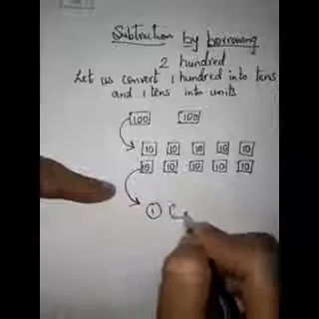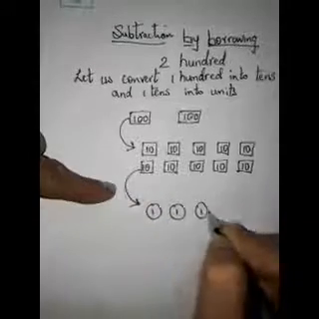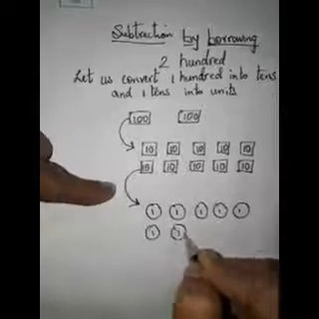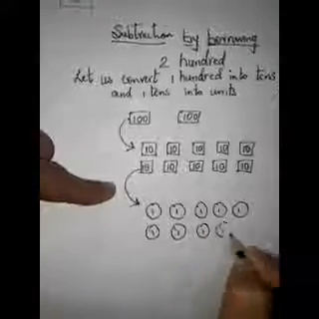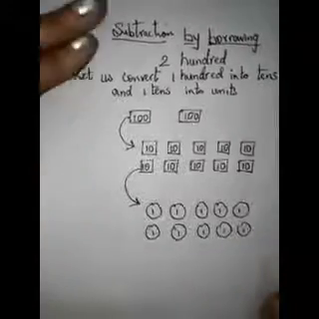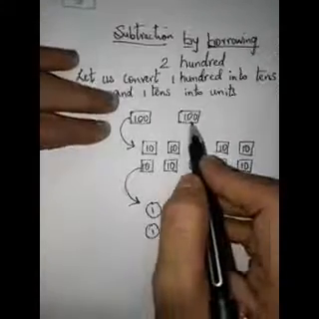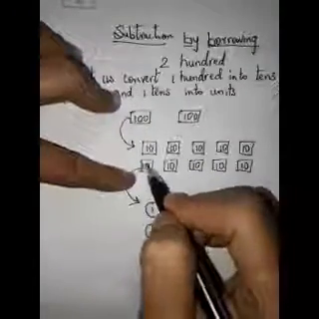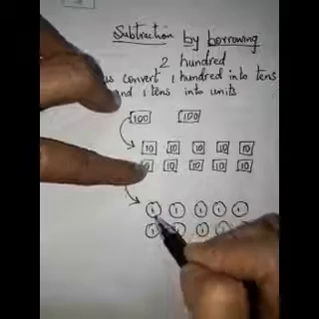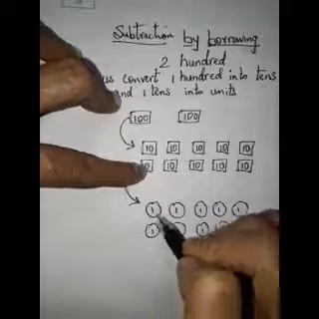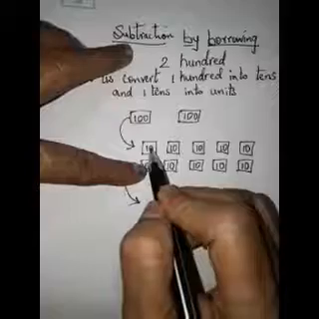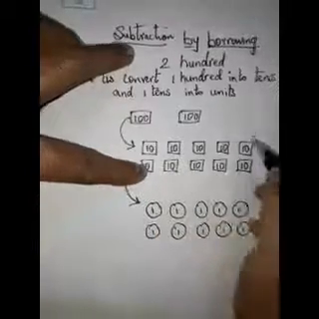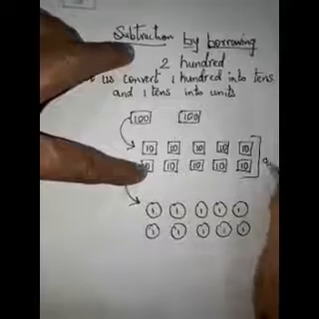Okay. 1, 2, 3, 4, 5, 6, 7, 8, 9, 10. Here we are left with 100. This 100 we converted into 10 tens. From here we took 1 ten to convert it into units. So how many tens are left over here? 1, 2, 3, 4, 5, 6, 7, 8, 9. So here 9 tens are left.